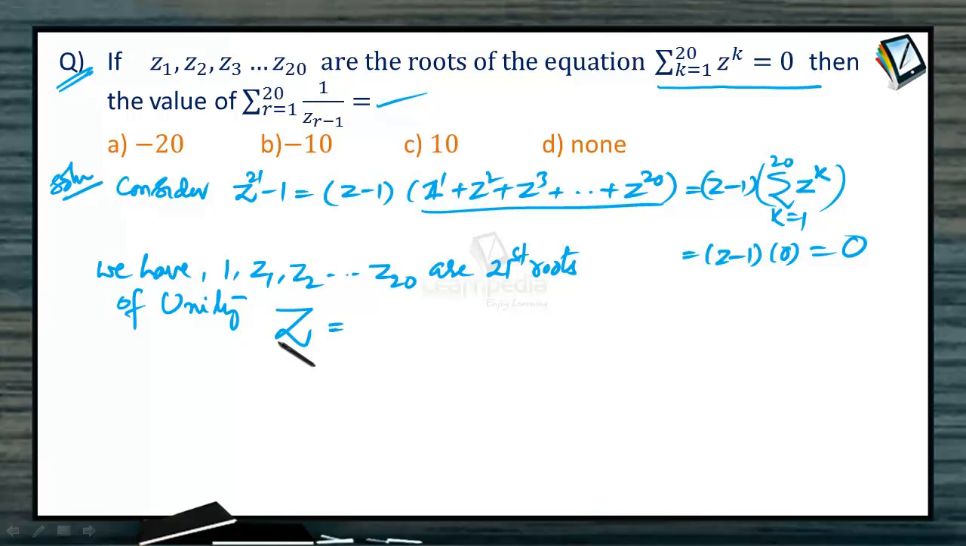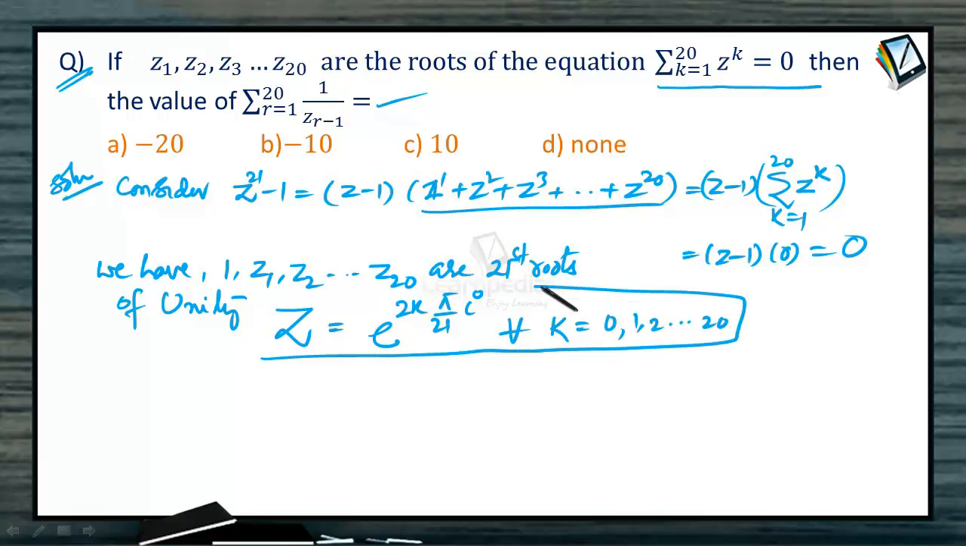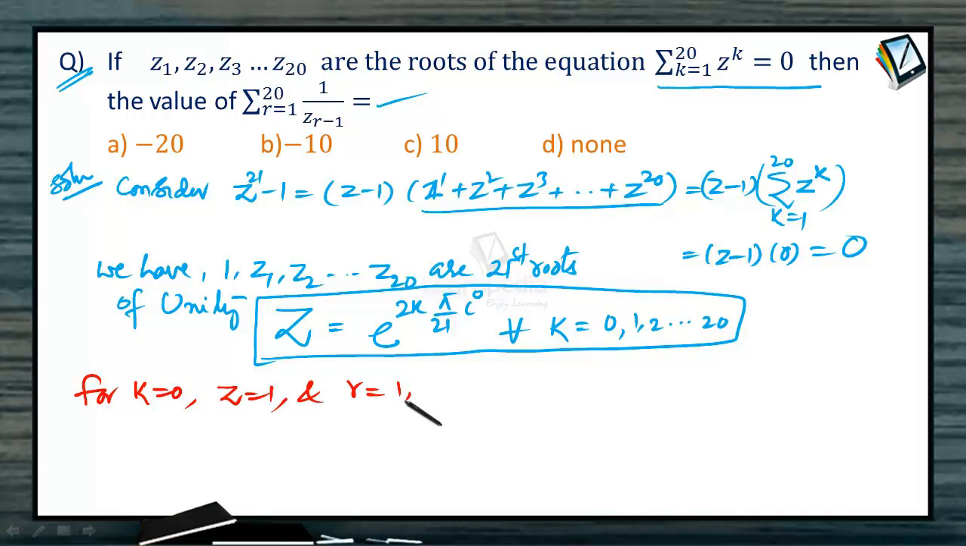So the general form of the nth root of unity is z is equal to e to the power of 2k pi by 21 into i, for all k taking values from 0, 1, 2 up to 20. This is the general form of the nth root of unity of a complex number. Hence for k equal to 0, this becomes z equals 1, and for the rest, r takes values from 1 up to 20, giving z1, z2, z3 and so on up to z20. These are the corresponding roots.